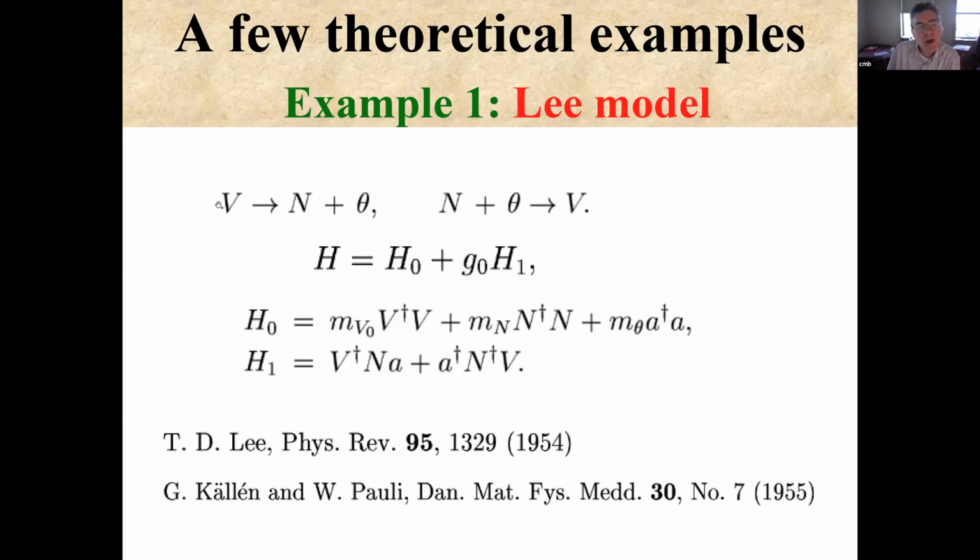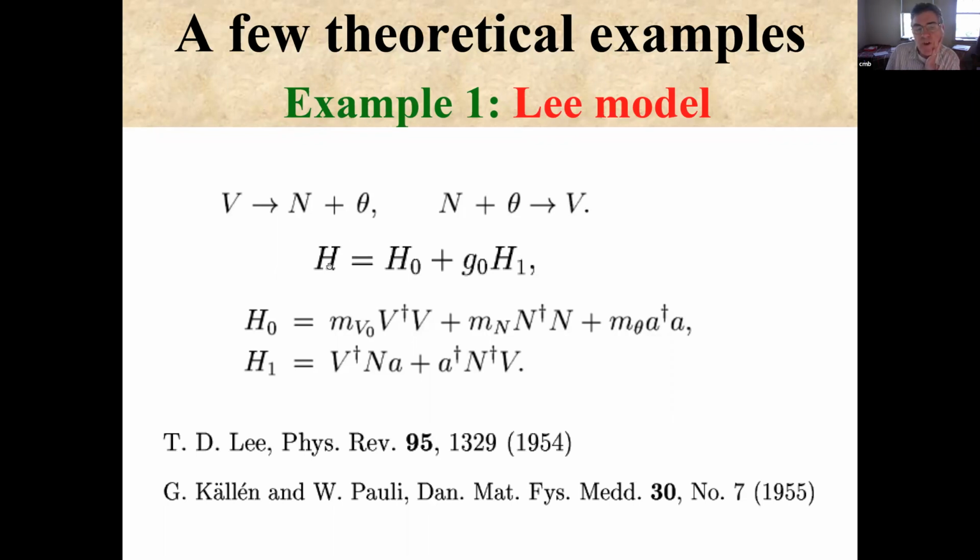There's a particle that he called a V, which turns into an N and a theta, and then the N and the theta can recombine into the V. That's all that can happen. So this is like a proton going into a neutron and a pi plus, and then the same process in reverse.